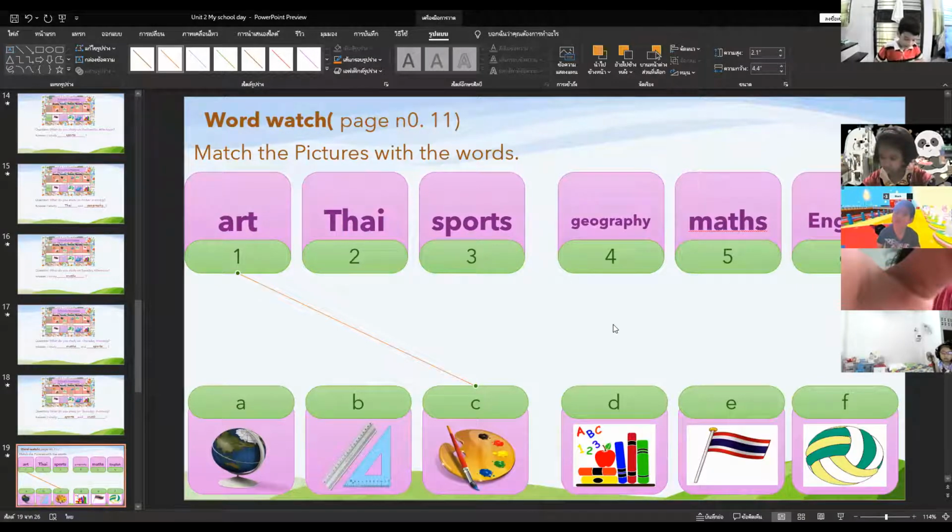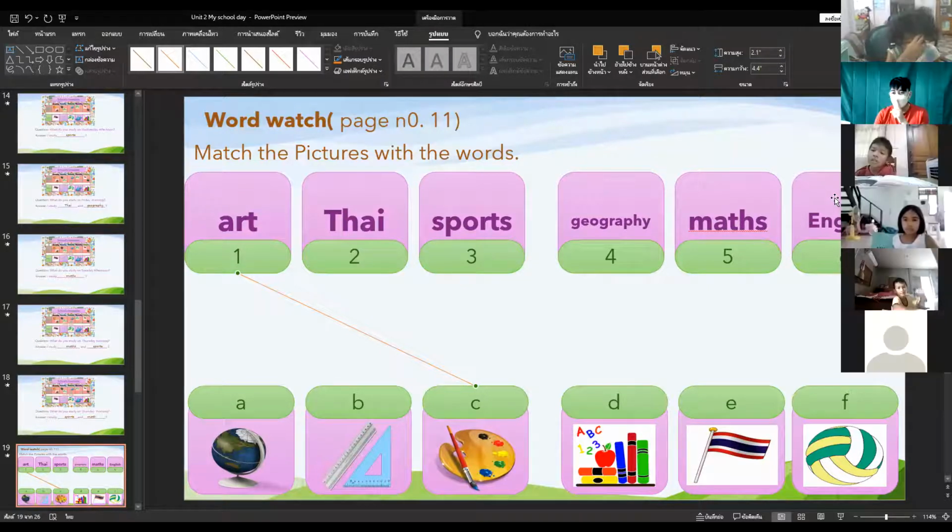Okay, I will give you 10 seconds. Just kidding. We have the word tie. Tie. Sports, geography, math, and English. Number 2, we have the word tie. What is it? E.